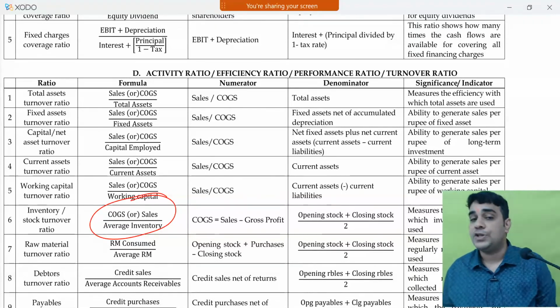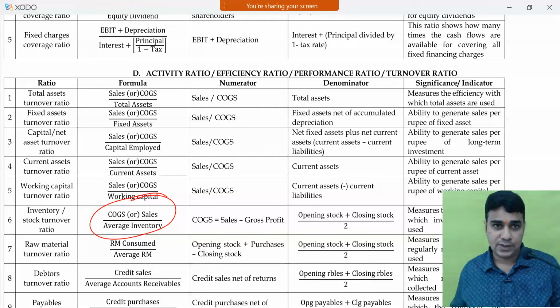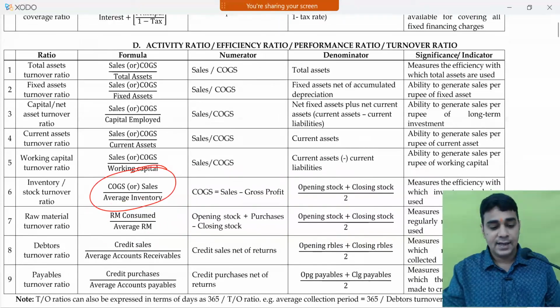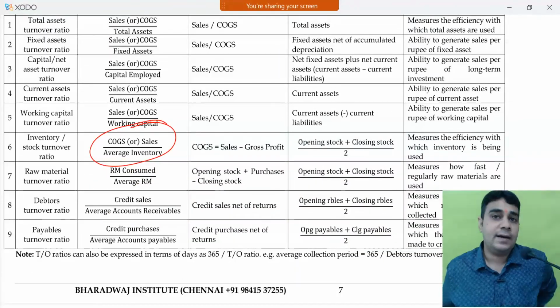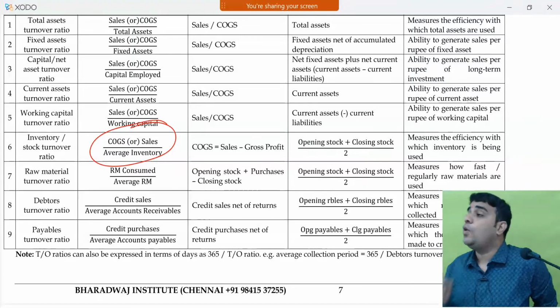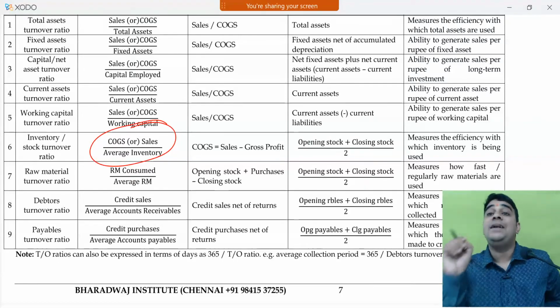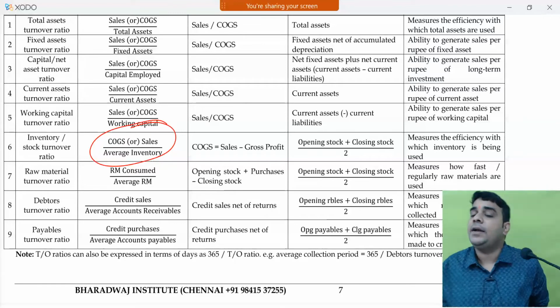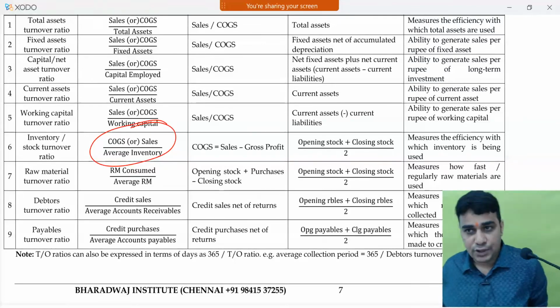Debtors turnover ratio, we will use credit sales rather than sales. Payables turnover ratio, we will use credit purchases. Now, whatever turnover ratio you calculate, that is described in times. You will say inventory turnover ratio is 5 times, debtors turnover ratio is 10 times.